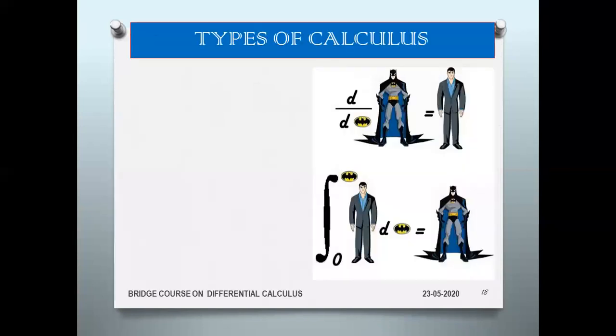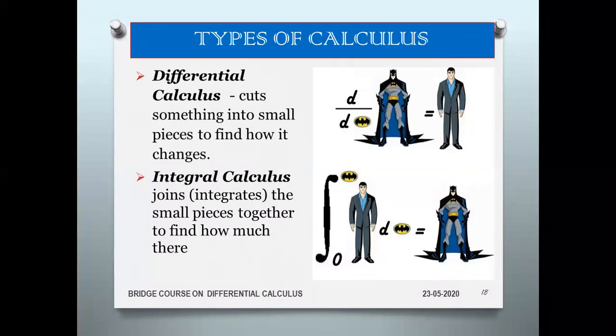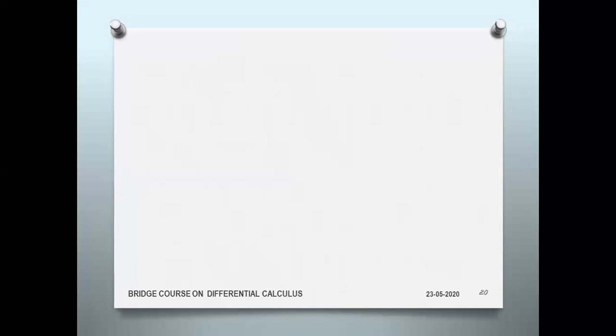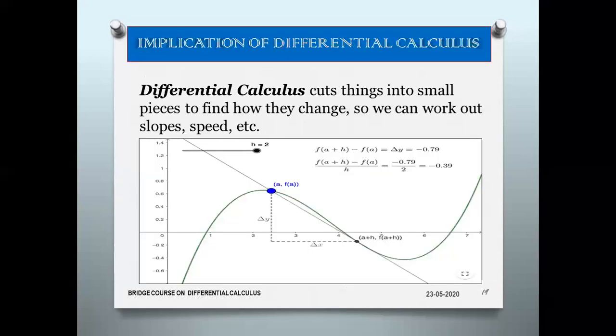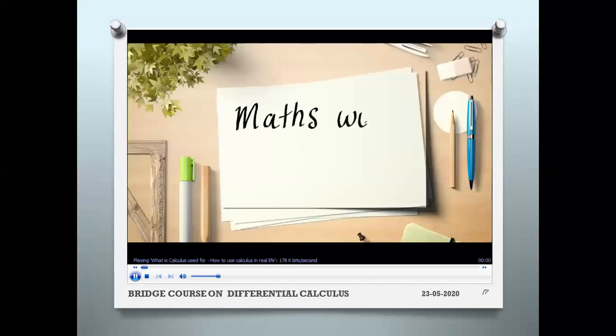Okay, so what are the types of calculus? As you know, there are two types. Differential calculus cuts something into small pieces to find how it changes. And integral calculus joins the small pieces together to find how much there is. Both are inverse operations, so the inverse of the derivative is the integral. Yeah, we'll see one video about applications.